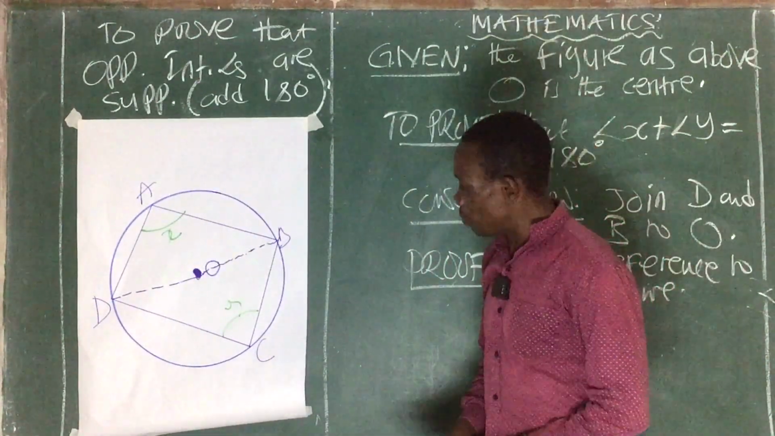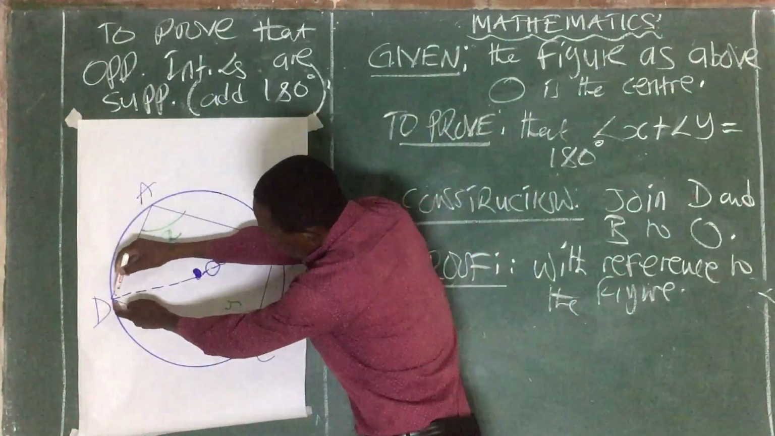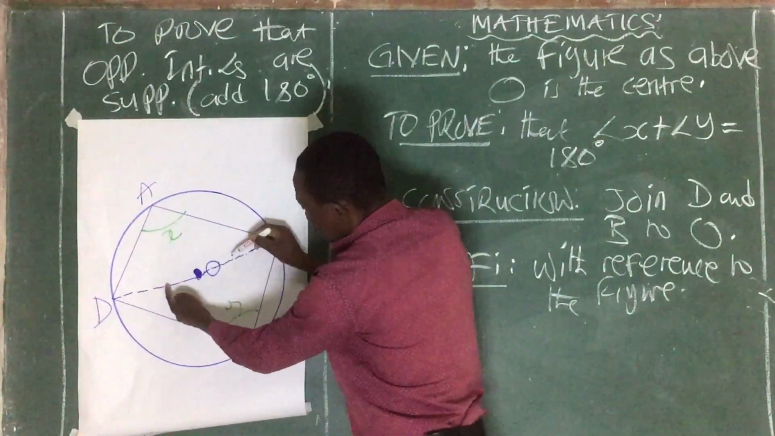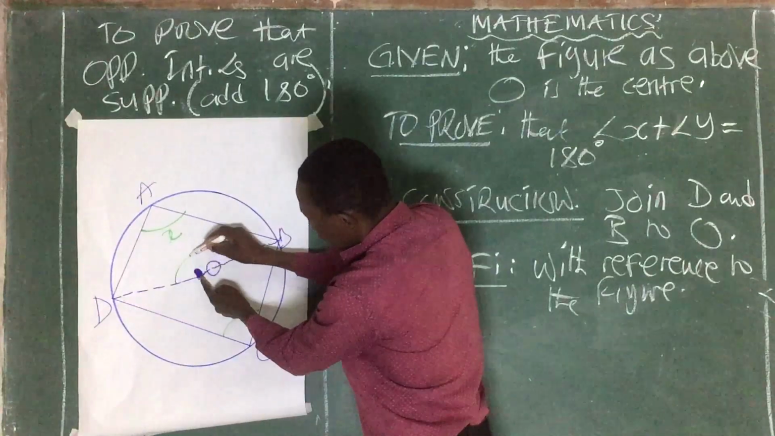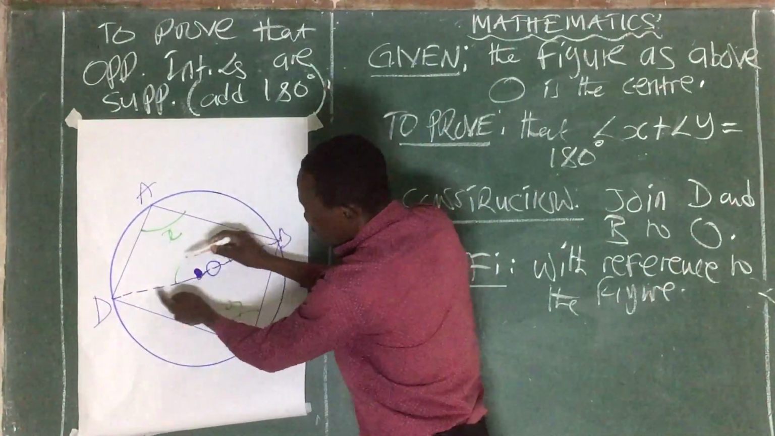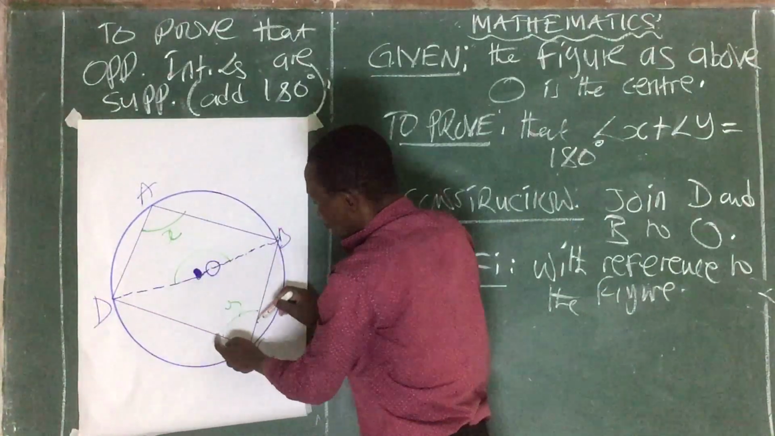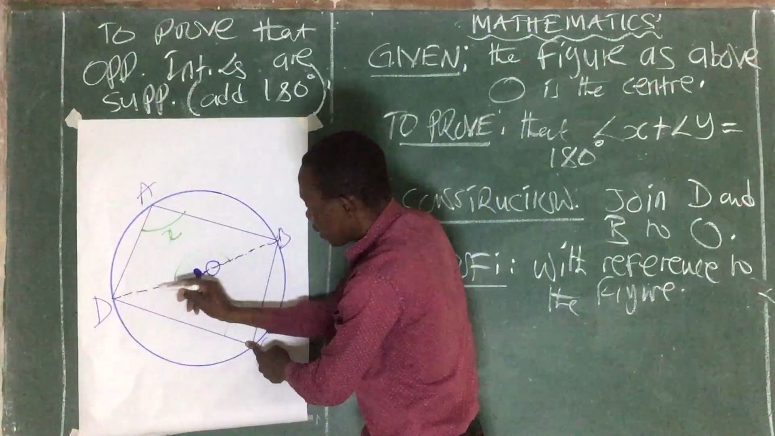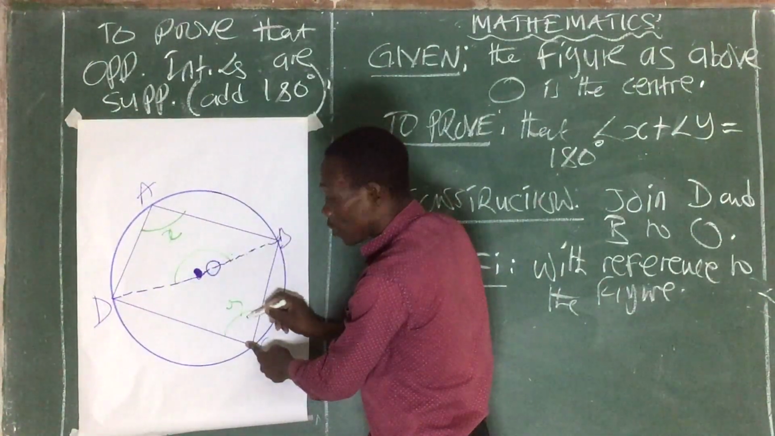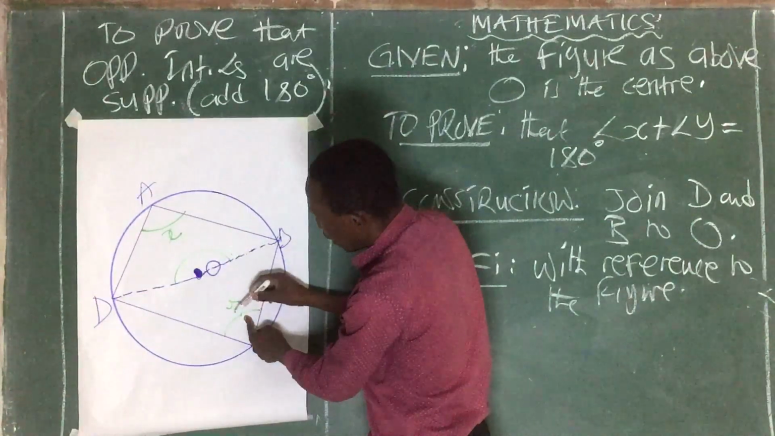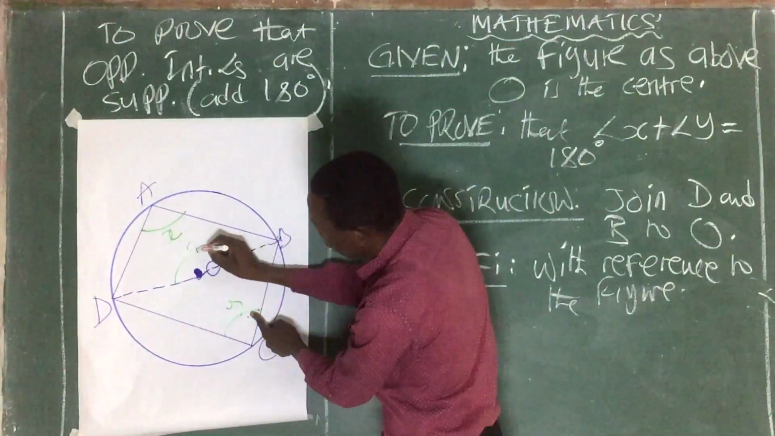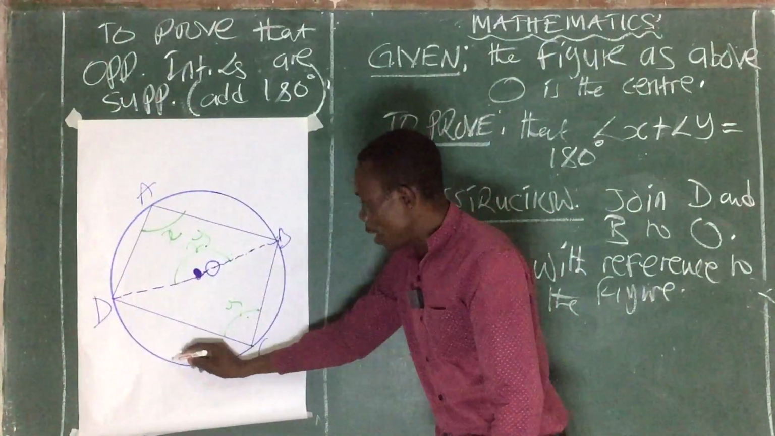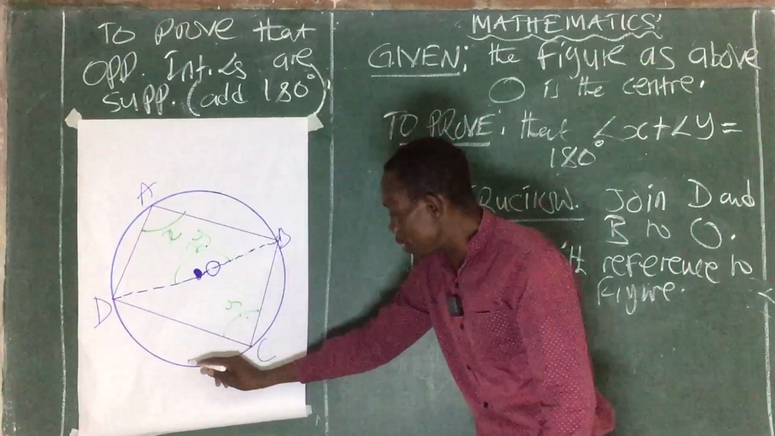Look at this. If I talk of this arc, arc DAB, it is subtending an angle at the center, which is this angle here. And the same arc DAB is subtending an angle at the circumference, which is this one here. From what we discussed, angle at the center subtended by a particular arc is twice angle at the circumference. So if this one is y, this one must be 2y.